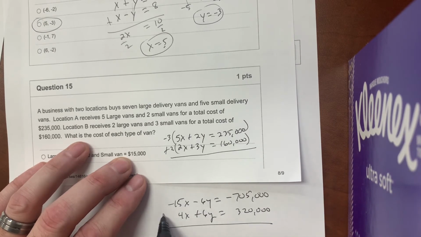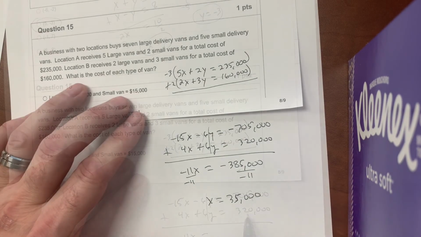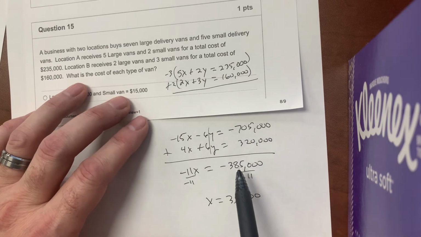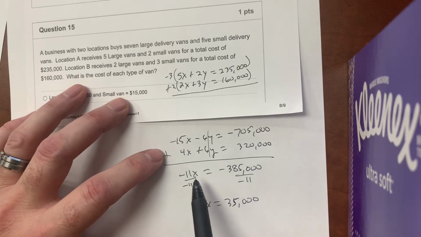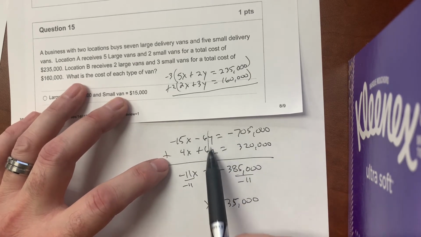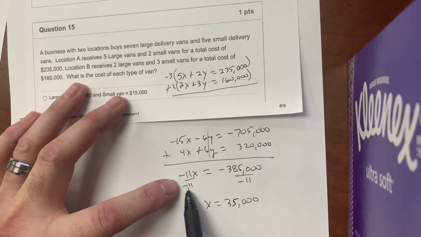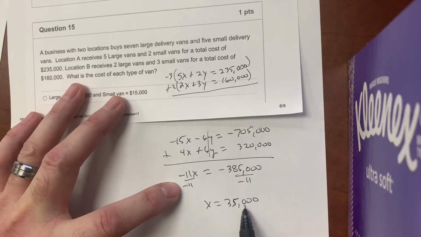The nice part is we now have opposites. Those are going to go to 0. -15 plus 4 is -11. When I do -705,000 plus 320,000, if I did my multiplications correctly, this is where I'm at. My 6's cancel. I get -11x. I get -385,000. If I divide by -11, I get 35,000.